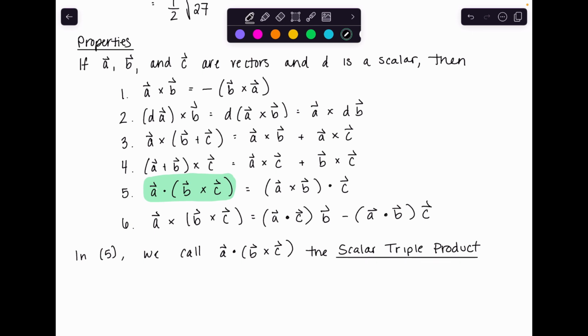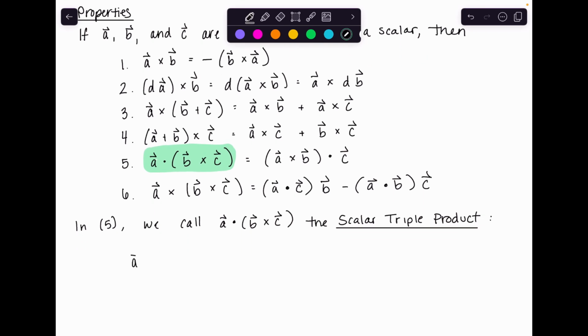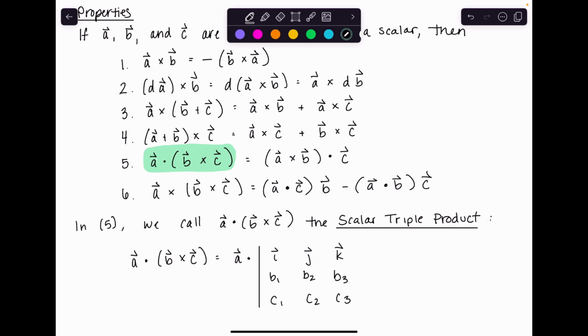Okay? So to just give you an idea of what ends up happening here, the result is a number. A dot B cross C means you're going to take A and you're going to dot product it with the result of this determinant, which is I, J, K, and then B1, B2, B3, C1, C2, C3.